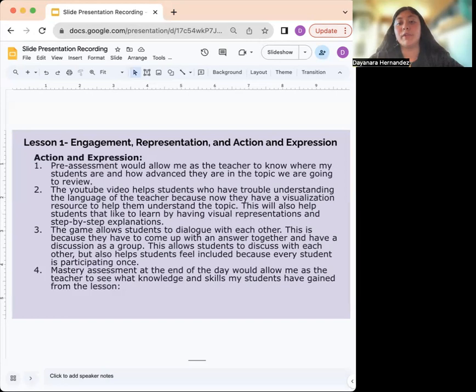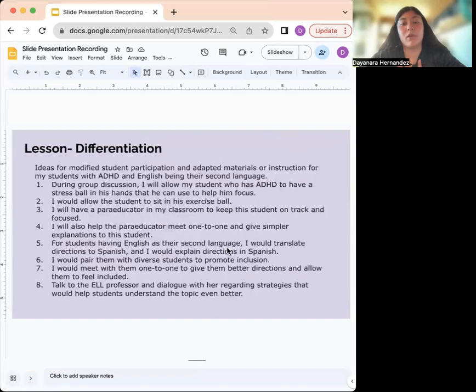The game allows students to dialogue with each other. This is because they have to come up with an answer together and have a discussion as a group. This allows students to discuss with each other, but also helps students feel included because every student is participating once. The mastery assessment at the end of the day will allow me as a teacher to see what knowledge and skills my students have gained from this lesson.